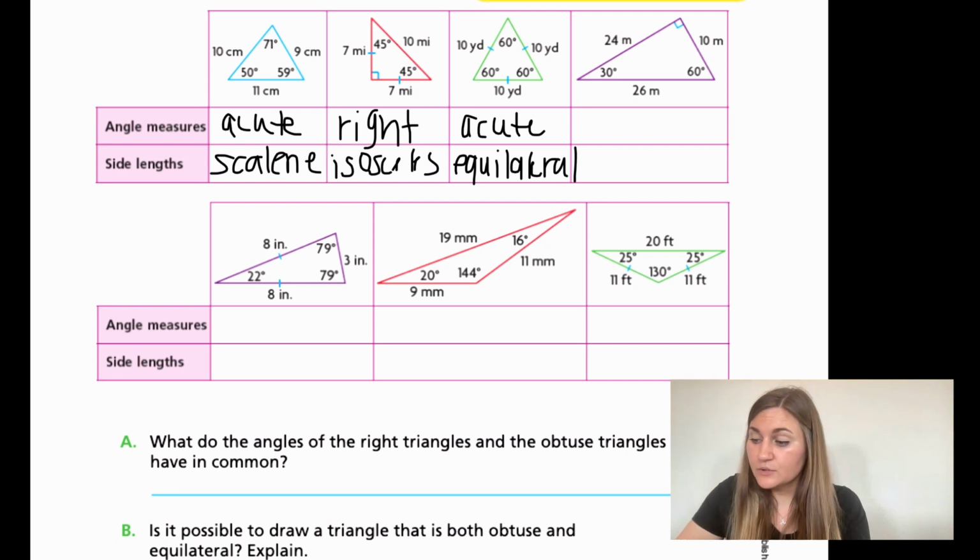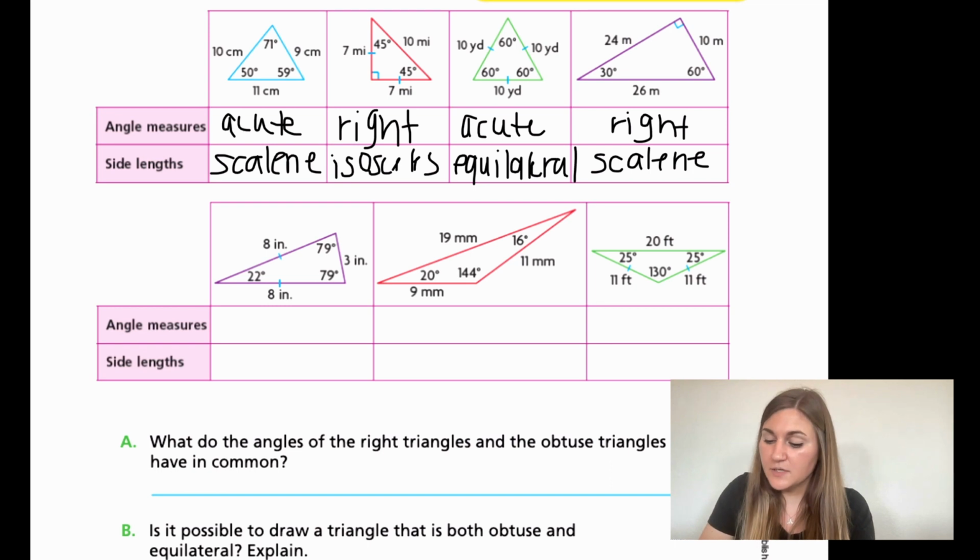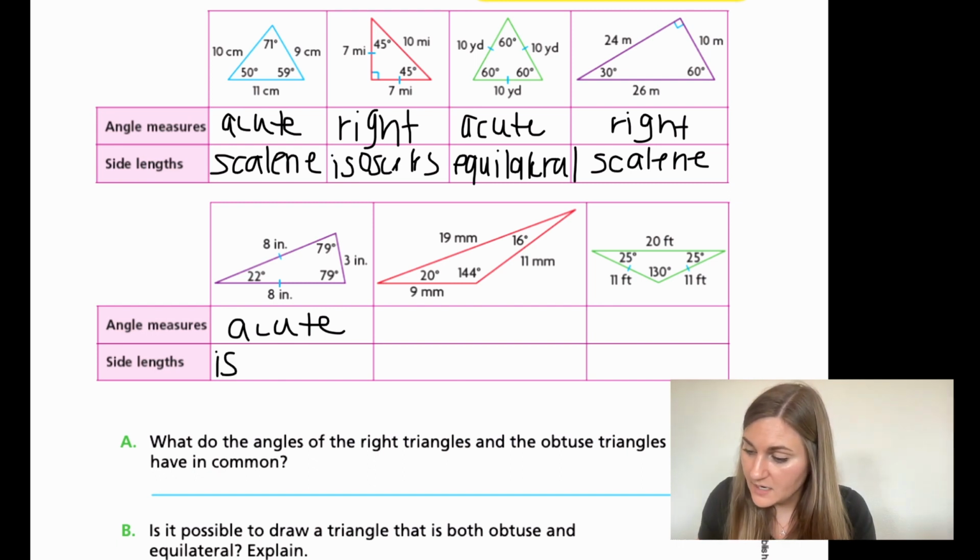Then, again, there's that blue triangle. So remember, if I have one of the blue triangles, that means it's automatically a right-angled triangle. And then the sides are 10, 26, and 24, so none of them match. So that means it's a scalene again. Okay, and continuing to the bottom one, we have 3 more. So for the measurements, I have 79, 79, and 22, all lower than 90, which means it's going to be acute. Then the side lengths are 8, 8, and 3, so 2 of them match, which means that falls under the isosceles.